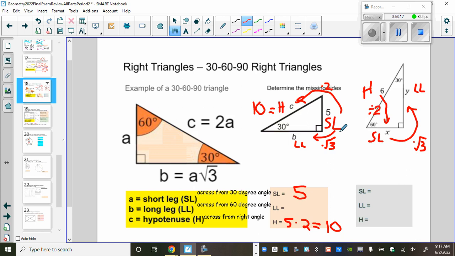And then to go from short leg to long leg, take your short leg, multiply by the square root of 3, and you're done.